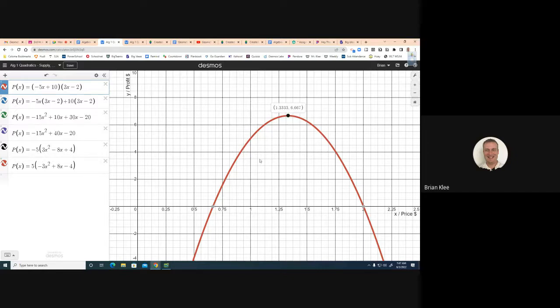Hope this helps. Please recreate the problem with a demand function. It should be something negative x plus something, and a supply function, positive something x plus or minus something.